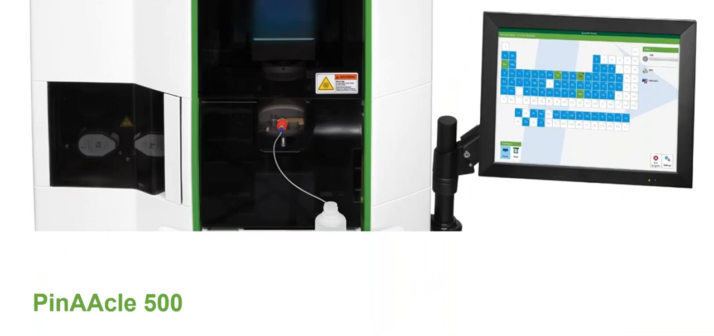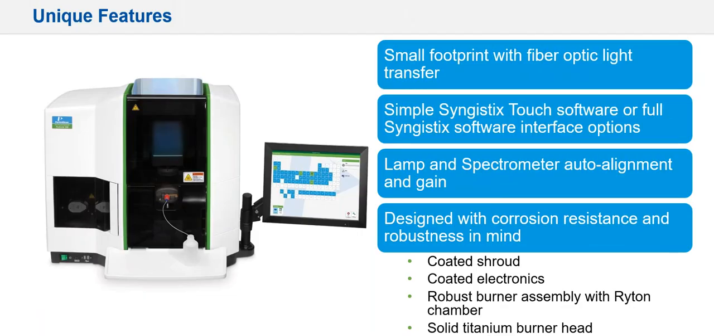Just a quick indication on the Pinnacle 500. Here's your Pinnacle 500. It has a very small footprint. Our Pinnacle series has fiber optic light transfer, on both the 500 and 900, to help reduce the size of the instrument, so we don't have to worry about mirrors. The system comes with a touch-based interface, as you see here, or a full software option, depending on the application and desire of the laboratory.